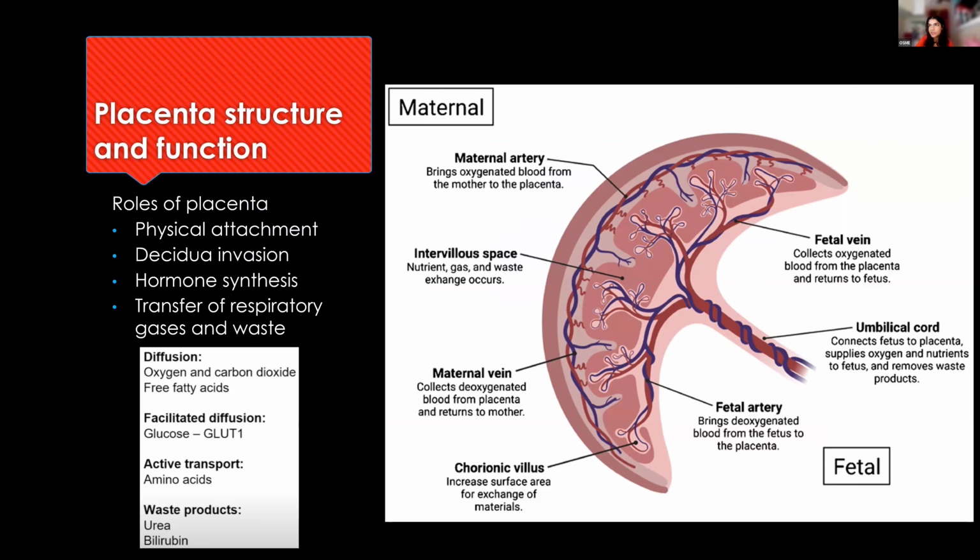So here's a little bit more about the placenta structure and function. It might be a good idea to learn this diagram just in case it comes up in part A's. But yeah, as you can see, there are different modes of transport for transporting gases or glucose.